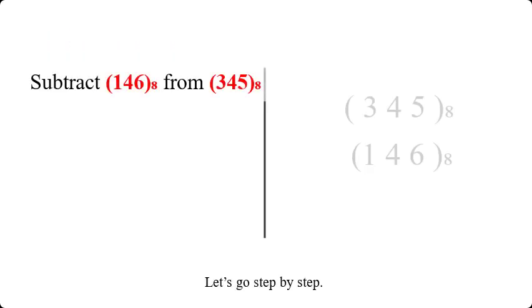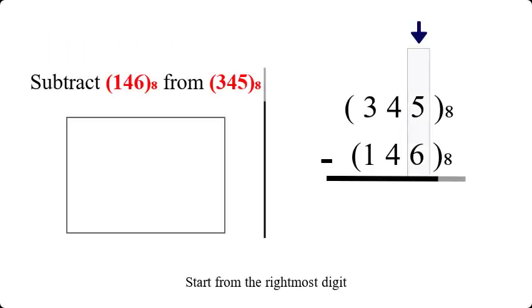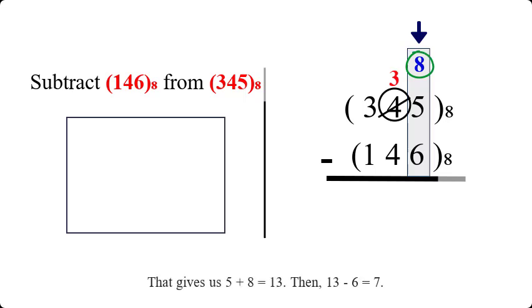Let's go step by step. Start from the rightmost digit. 5 minus 6 is not possible, so we borrow 8 from the tens column. That gives us 5 plus 8 is equal to 13. Then, 13 minus 6 is equal to 7.